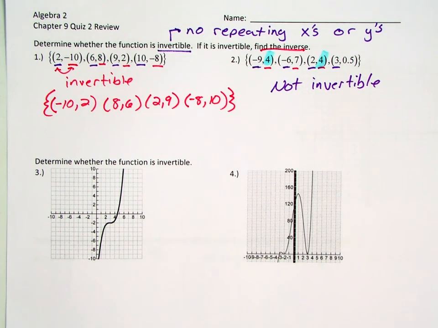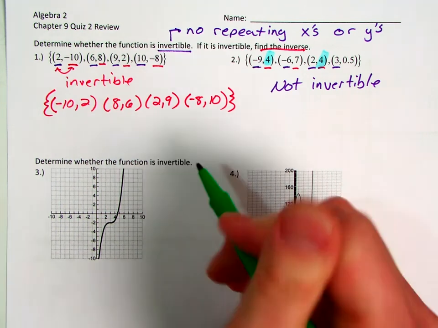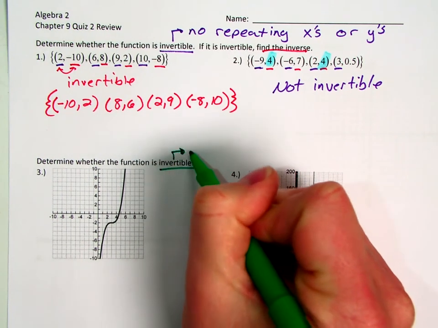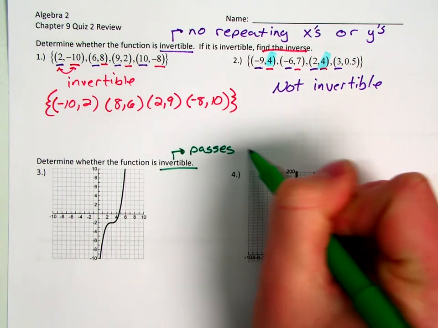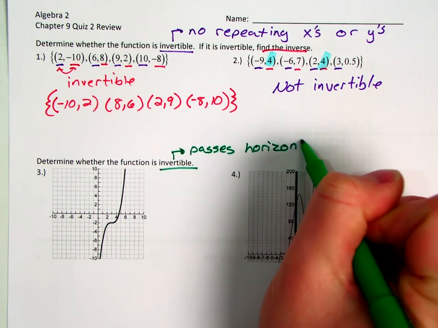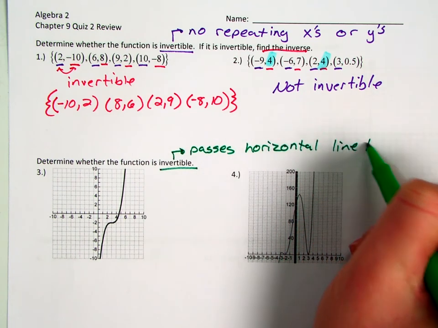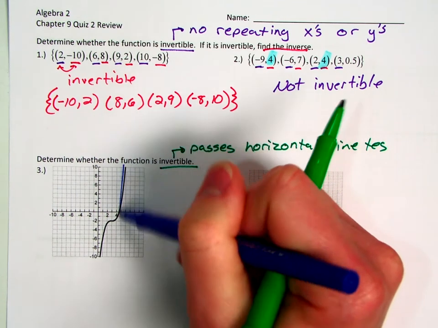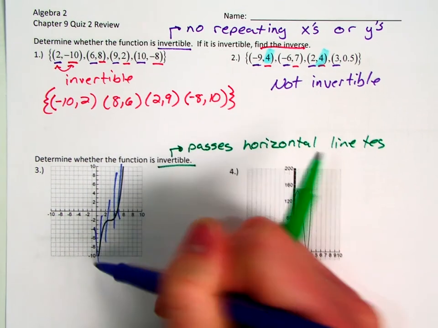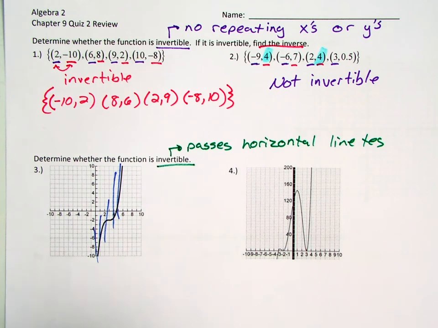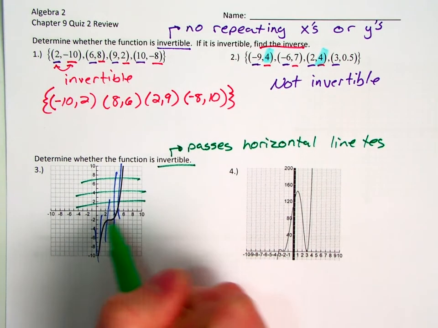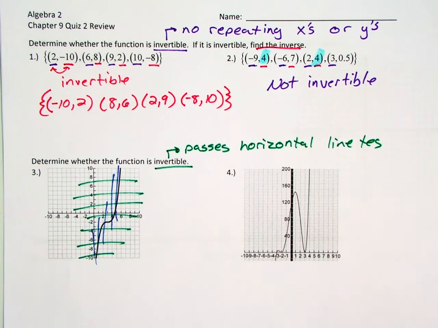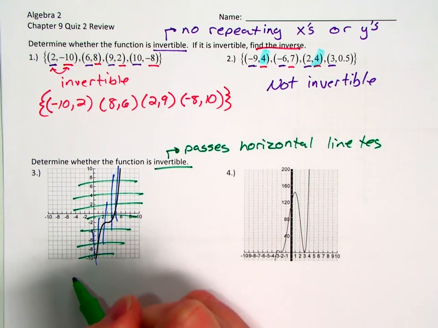Now, when we go to look at a graph of a function, remember it is a function if it passes the vertical line test, but it's invertible if it passes the horizontal line test. All right, so it has to be a function to begin with to invert it. So we look and we see, okay, if I drew a bunch of vertical lines, yes, it would only touch each one once. And then I'd need to do that with horizontal lines, and every horizontal line that I draw only touches it once as well. So this one, yes, is invertible.